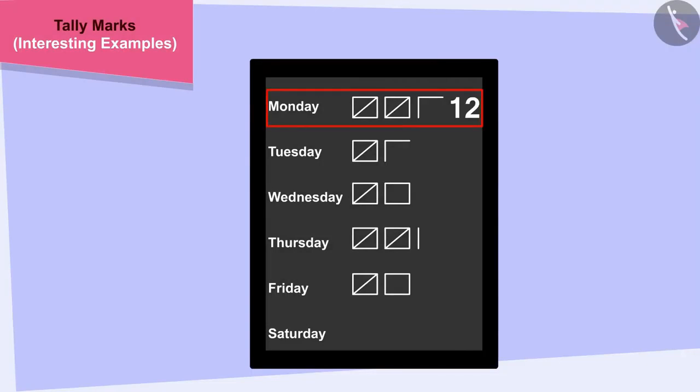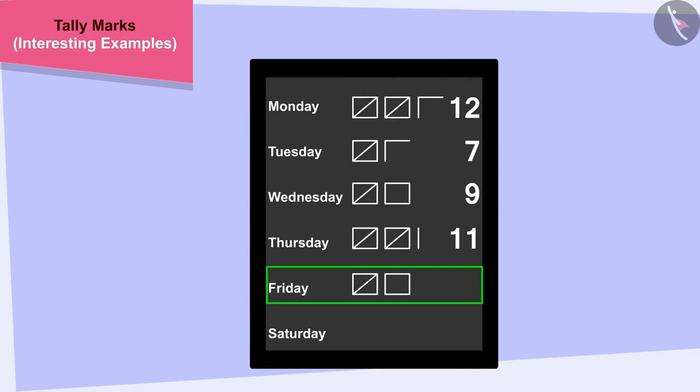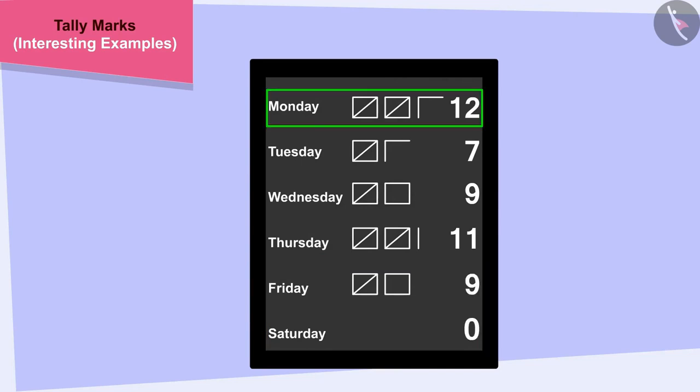First, we will count the tally marks of the work done every day and write the number in this way. The maximum work, 12 hours of work, was done on Monday.